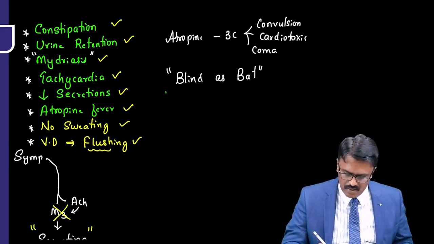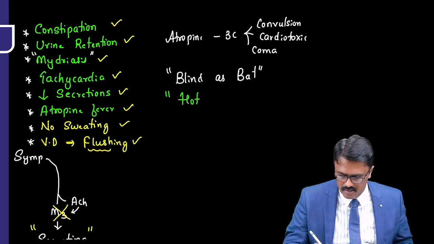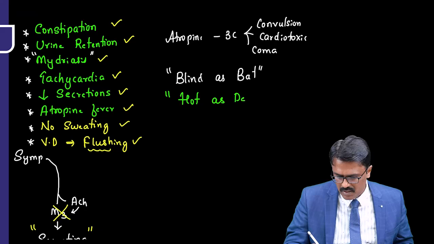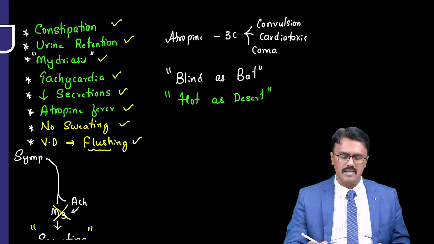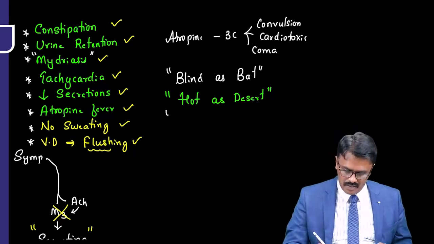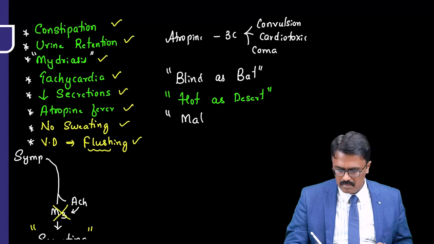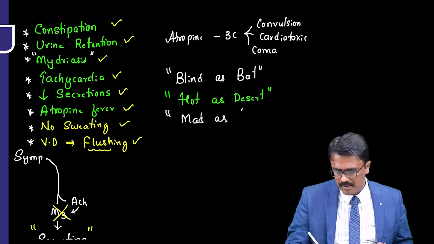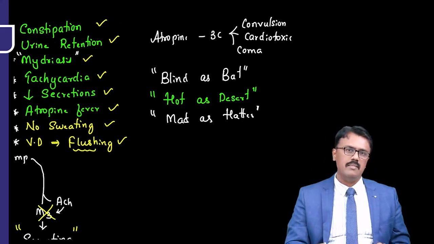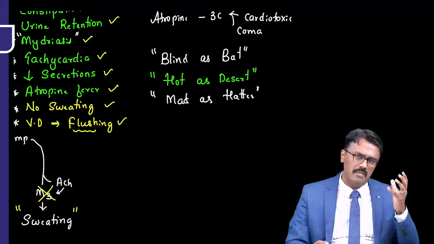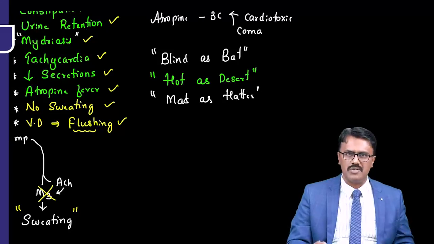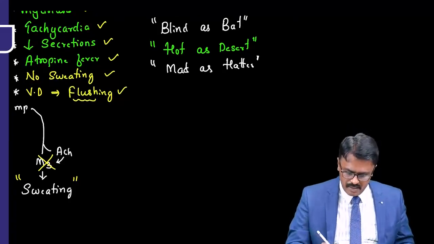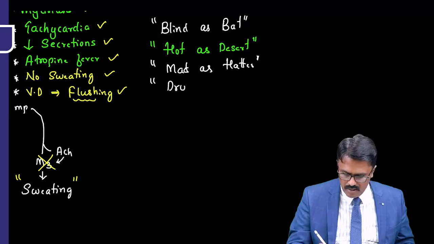The second important is hot as a desert. So the person will have atropine fever, and that's why it is called hot as a desert. It is also written as mad as a hatter. So why mad? Because atropine crosses the blood-brain barrier and it causes hallucination, confusion. So you will be confused. That is called mad.